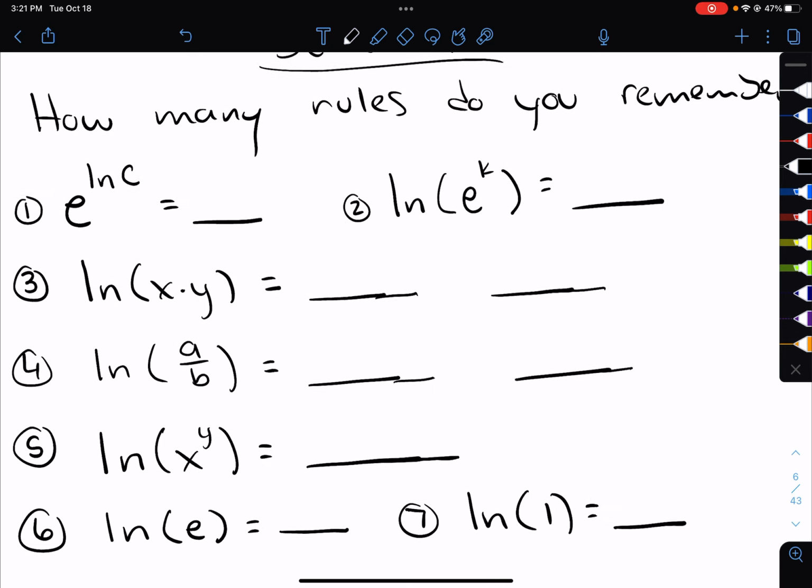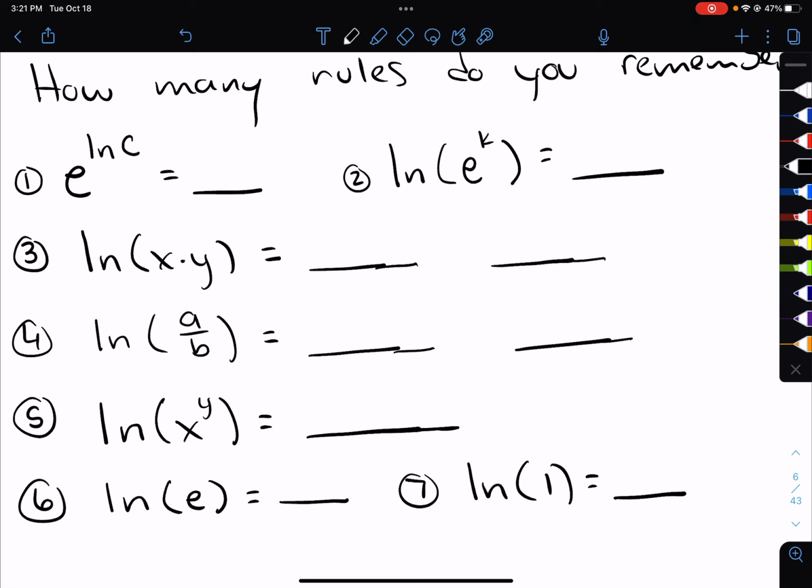So first things first, there are some old rules from Math 3 that are good to have in your notes when we're dealing with log functions. The first one is if I have e raised to the natural log of c, the e and the natural log cancel each other out, and I'm just left with c. Same thing if I have the natural log of e raised to the k, the natural log and the e cancel each other out, and I'm just left with the value k.